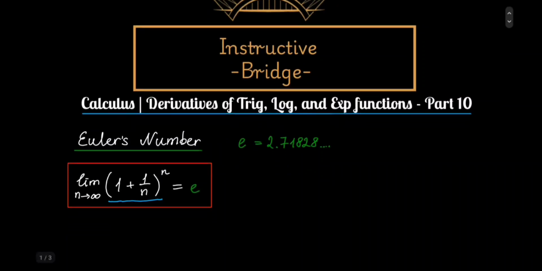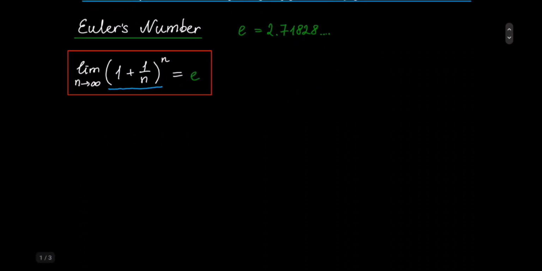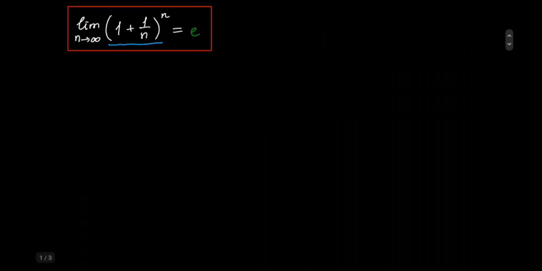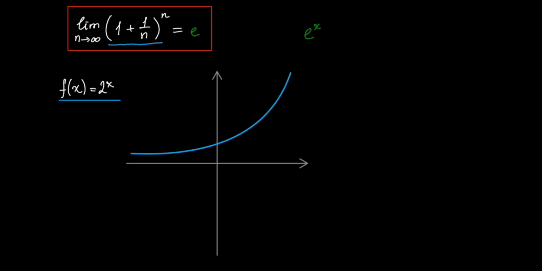On the other hand, one may ask, why is the Euler's number so special in calculus? Well, this is because of the exponential function e to the power of x. To see why it's special, let's first take a look at basic exponential functions. Let's say we take 2 to the power of x. And now we'll immediately visualize this on the graph.